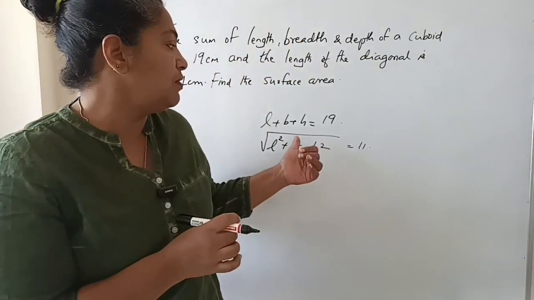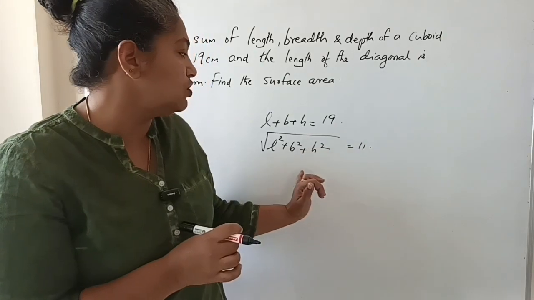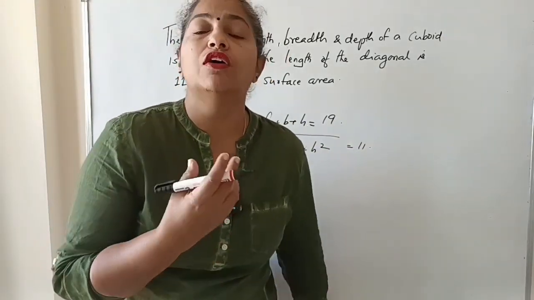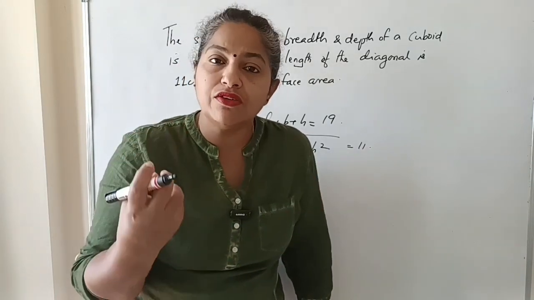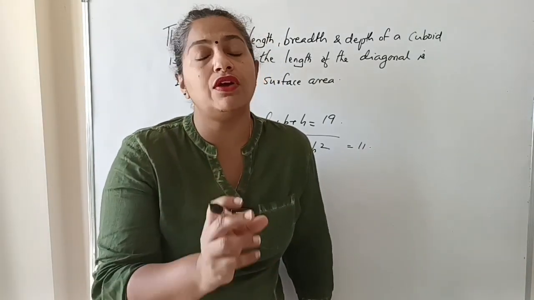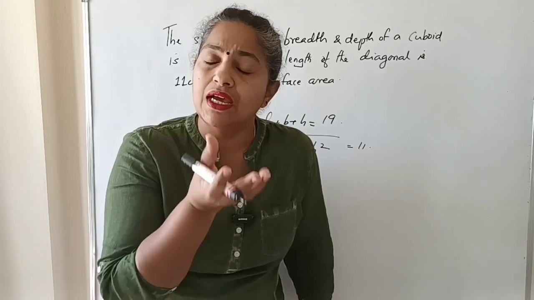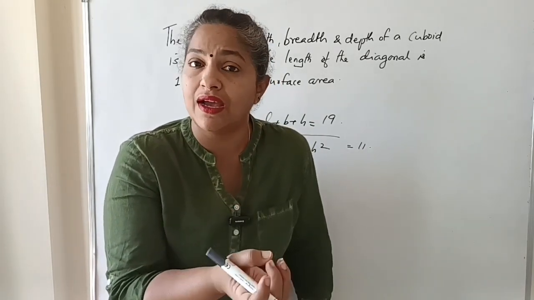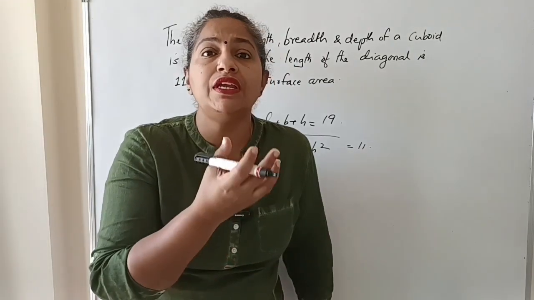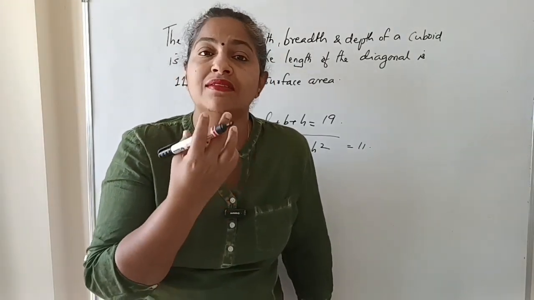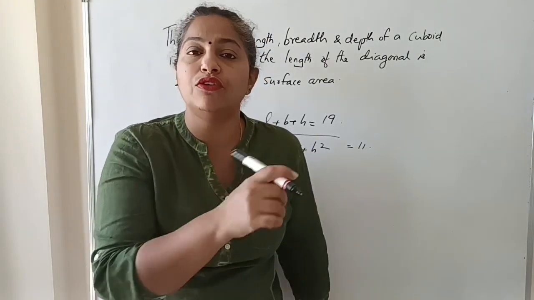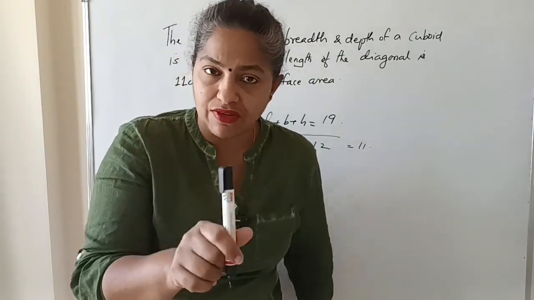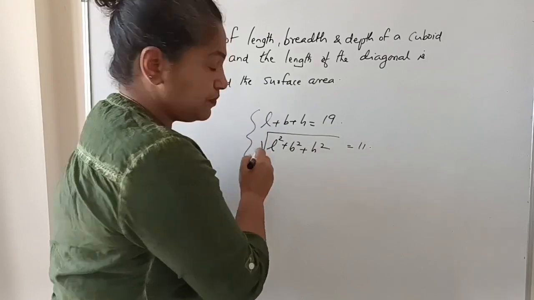One is that L plus B plus H is 19 and root of L square plus B square plus H square is equal to 11, which is the diagonal length. From these two values, we need to take out the values that we need to find out the total surface area of a cuboid. So either we need to find out the values of length, breadth and height separately, or we need to manipulate our formula in such a way that we get the desired value from these two statements. Now, let us see what are the values that we can find from these two.